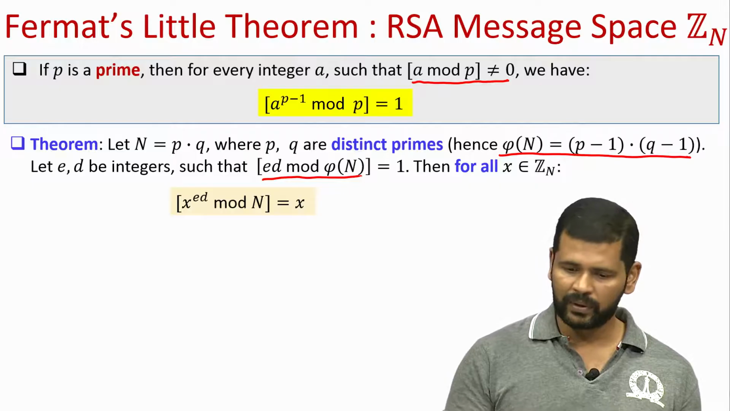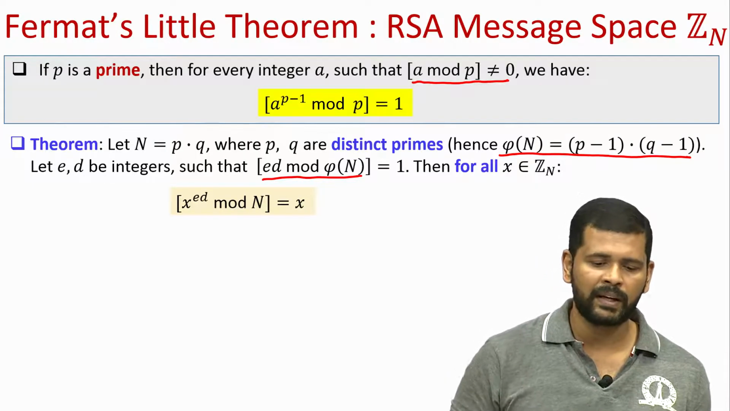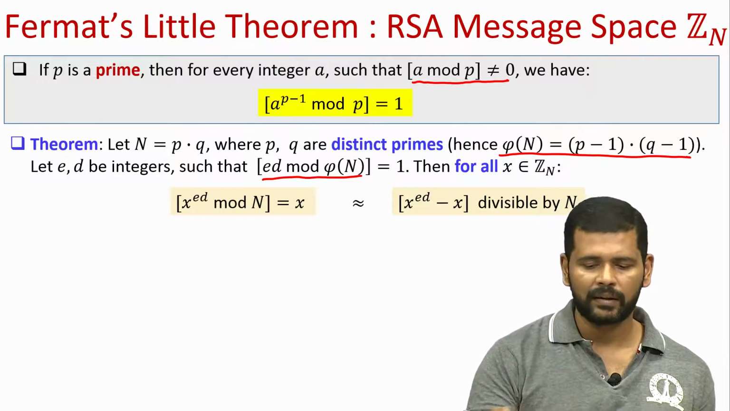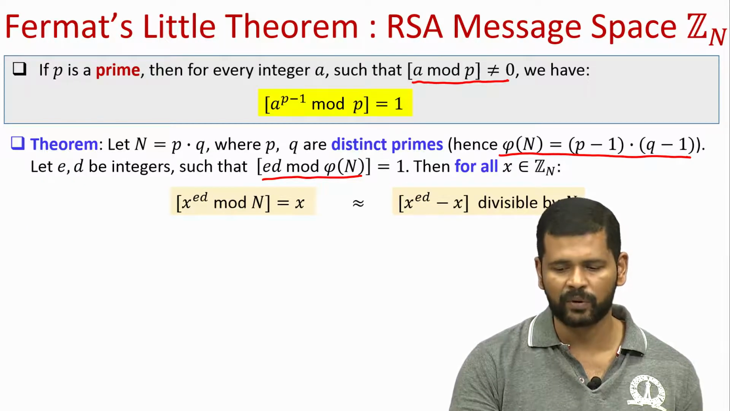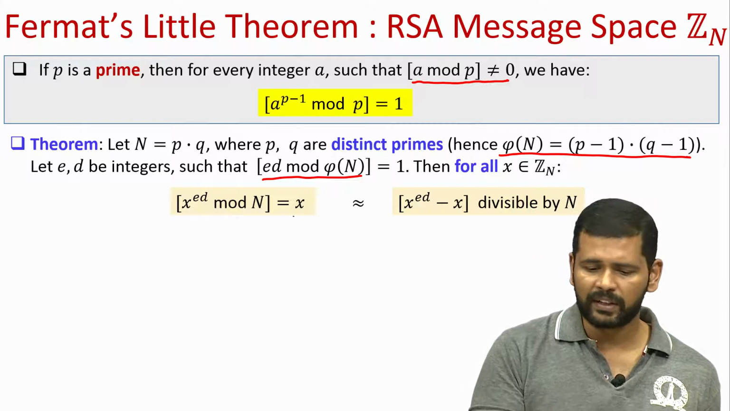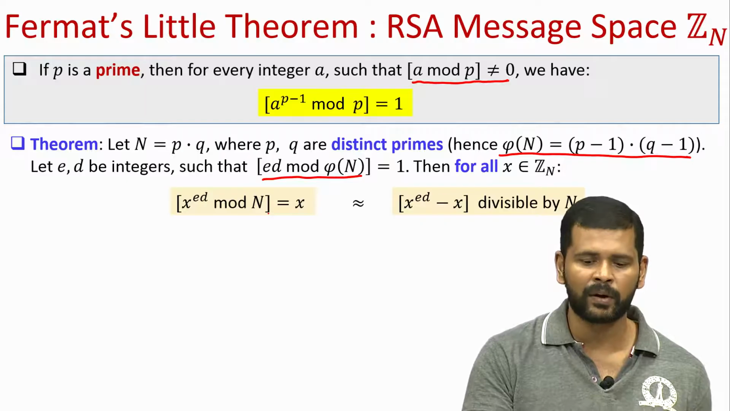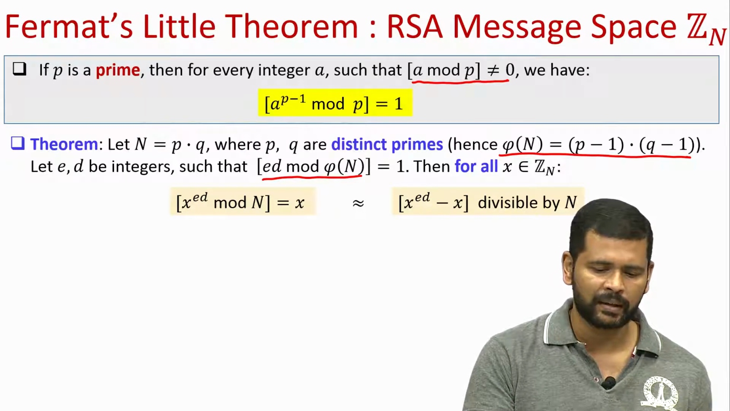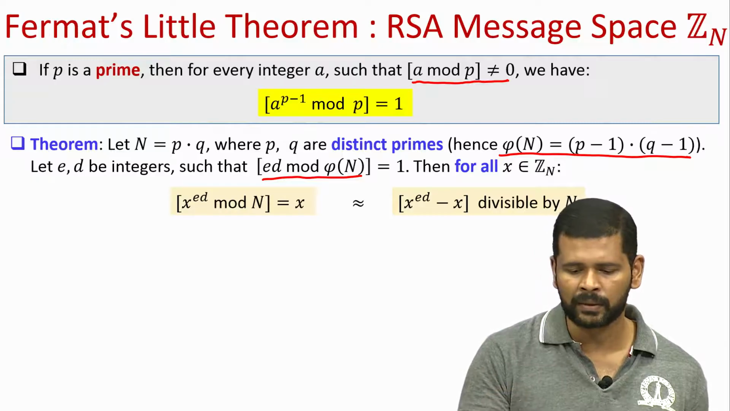Then what we are going to show is that for every x in the set Zn, x to the power ed modulo n is going to give you x. Equivalently, this means that x to the power ed minus x is completely divisible by n. That is what we are going to prove. And it is easy to see that these two conditions are equivalent. Indeed, if x to the power ed modulo n is x, that means when I divide x to the power ed by n, I get the remainder x.